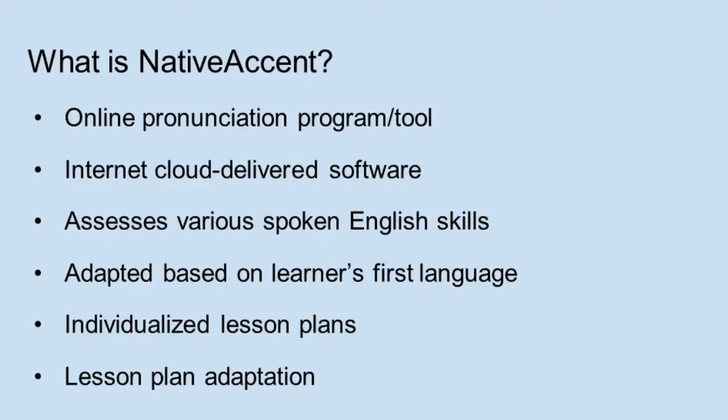NativeAccent is an online pronunciation tool. It's for non-native speakers of English, and it assesses their ability to pronounce the English language. It's adapted to the learner's first language, and it's also individually based. You can create lesson plans for each individual person, and for their particular pronunciation problem. If they're having an issue with a certain sound, you can create a lesson for that sound.